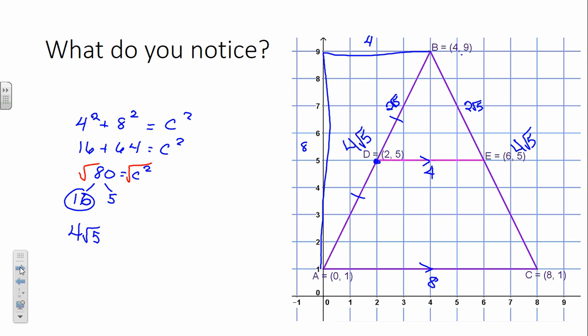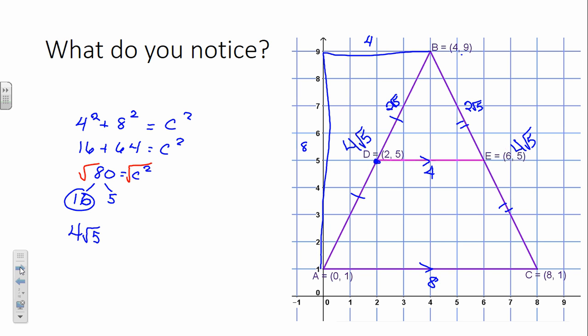Is E the midpoint of BC? 4 plus 8 is 12. 12 divided by 2 is 6. 9 plus 1 is 10. 10 divided by 2 is 5. It's a midpoint. Okay? So you found everything I think there is to find about it. Yes, sir?